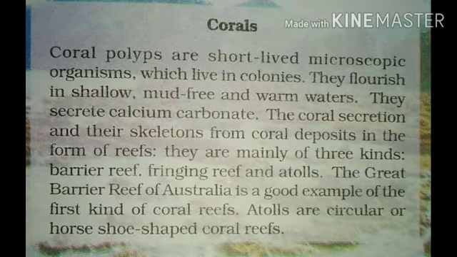Corals. Coral polyps are short-lived microscopic organisms which live in colonies. They flourish in shallow, mud-free and warm waters. They secrete calcium carbonate, and the coral secretion and their skeletons form coral deposits in the form of reefs. They are mainly of three kinds: barrier reef, fringing reef and atolls. The Great Barrier Reef of Australia is a good example of the first kind of coral reefs.